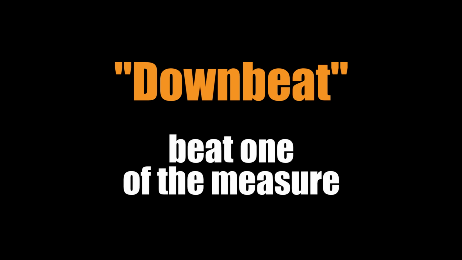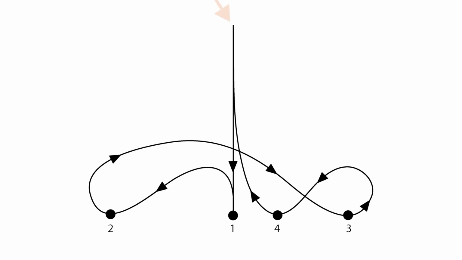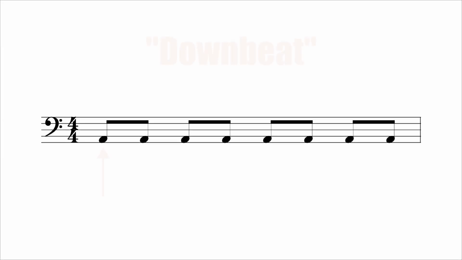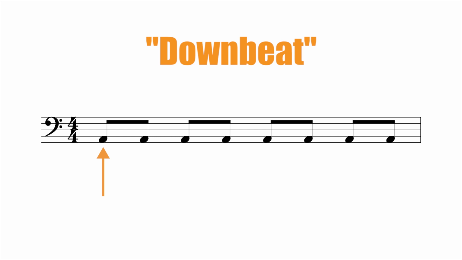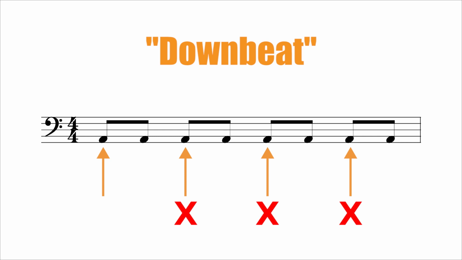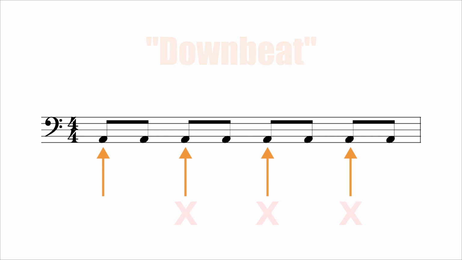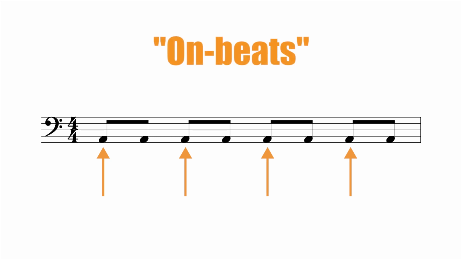This brings us to our first musical term, the downbeat. So the downbeat is defined as beat 1 of the measure. And the term comes from conducting, and it refers to the downstroke defining beat 1 in the conducting pattern. Now, people use this term incorrectly all the time. A lot of people use it to mean every beat of the measure, 1, 2, 3, 4, instead of just beat 1. Now the correct term for that is on beat.